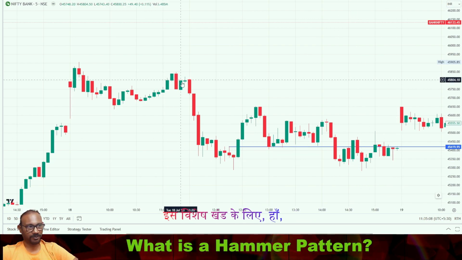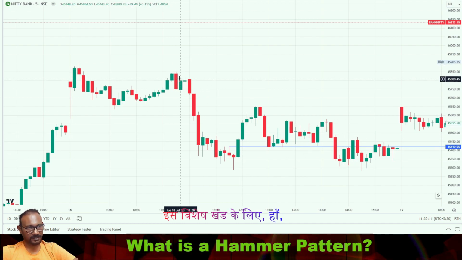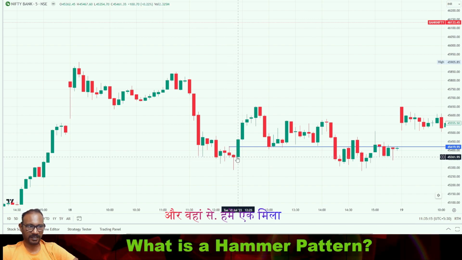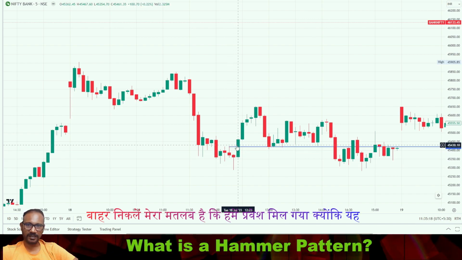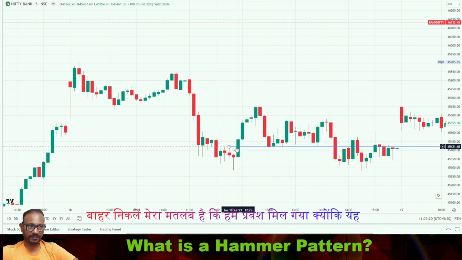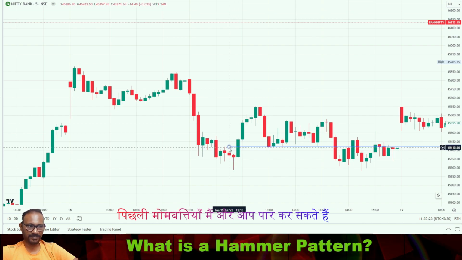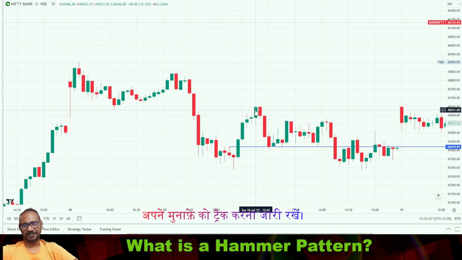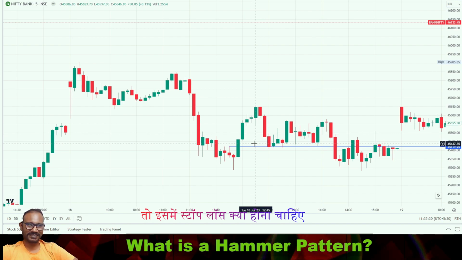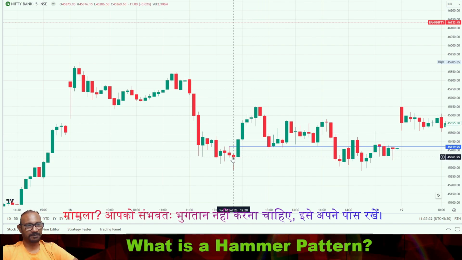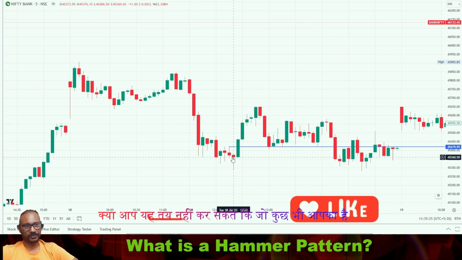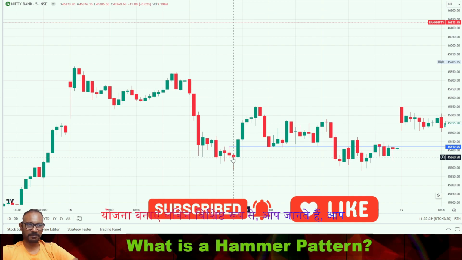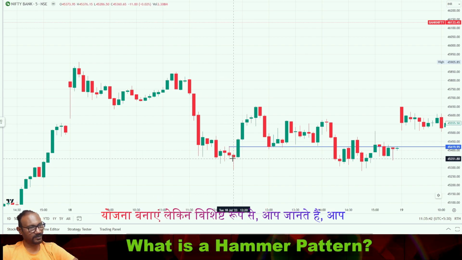But for this particular segment, yes, the previous trend was downtrend. It formed a hammer, and from there we got an entry because it crossed the previous candle's high, and you can continue to trail your profits. So, what should be the stop loss in this case? You should probably keep this one. It's up to you. You can decide whatever is your risk reward ratio. You can appropriately plan. But typically, you can.